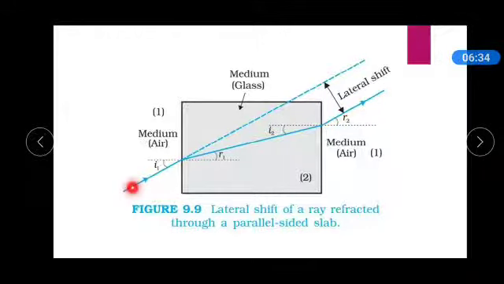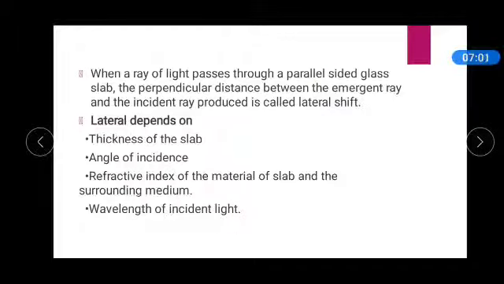So this will be our incident ray, and this will be our refracted ray, and this ray which is emerging out is known as the emergent ray. The dotted lines represent the incident ray that has been extended. So the perpendicular distance between the emergent ray and the incident ray gives us lateral shift. Lateral shift also depends upon a few factors. Those are the thickness of the slab, angle of incidence, refractive index of the material of slab and the surrounding medium, and also the wavelength of incident light.